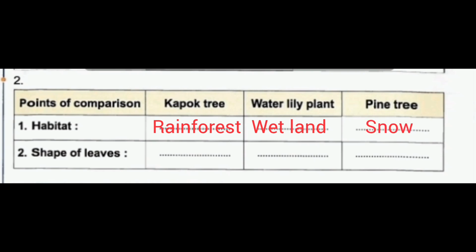Number 2, shape of leaves. Shape of leaves in kabak tree, hand-shaped leaves. Shape of leaves in water lily plant, wide leaves. Shape of leaves in pine tree, needle leaves.